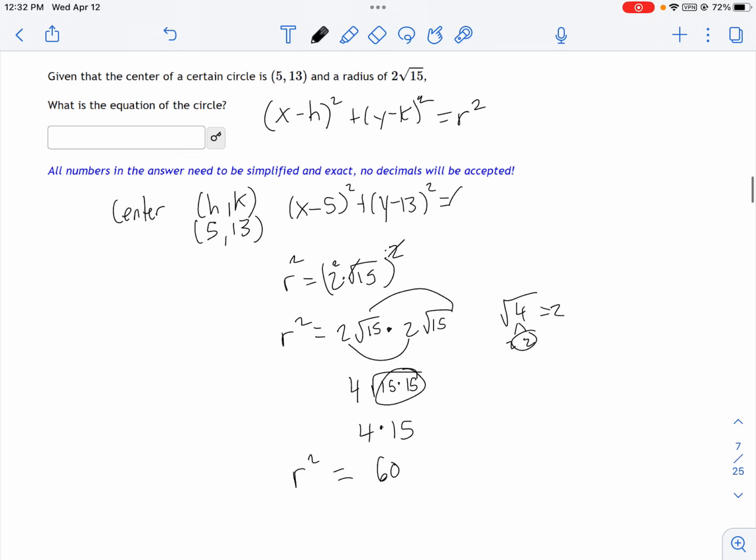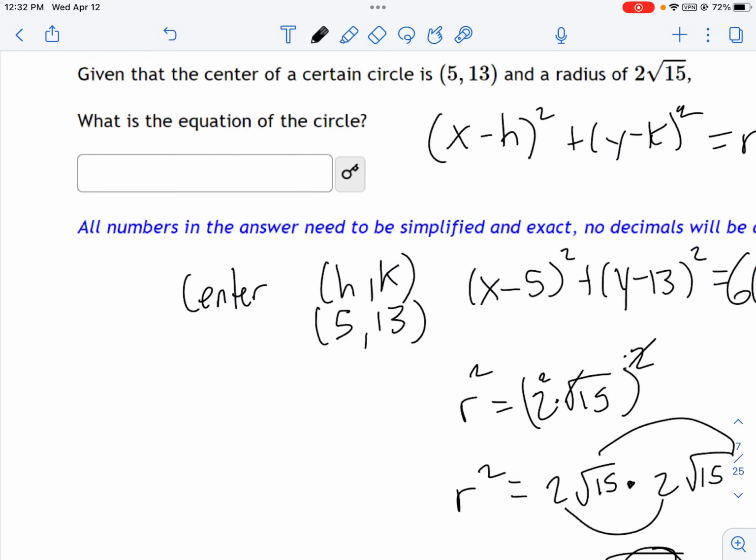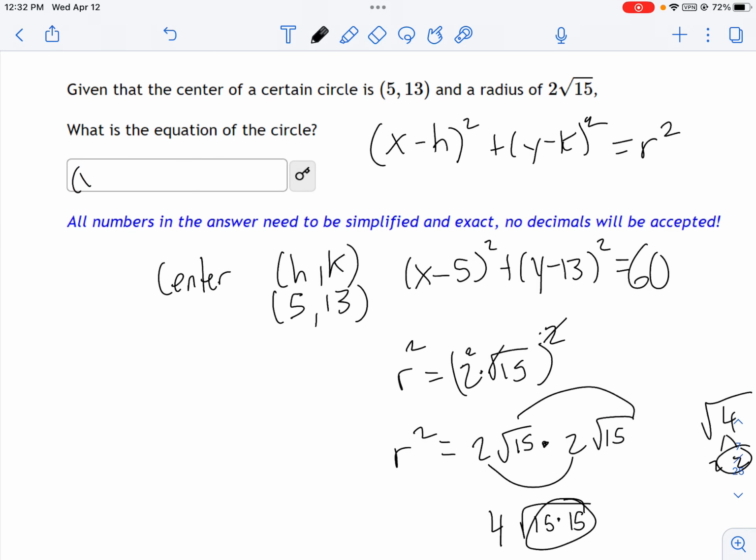And that's it. That is literally your equation. So in our answer box we have (x - 5)² + (y - 13)² = 60. Done. Nothing else to do there.